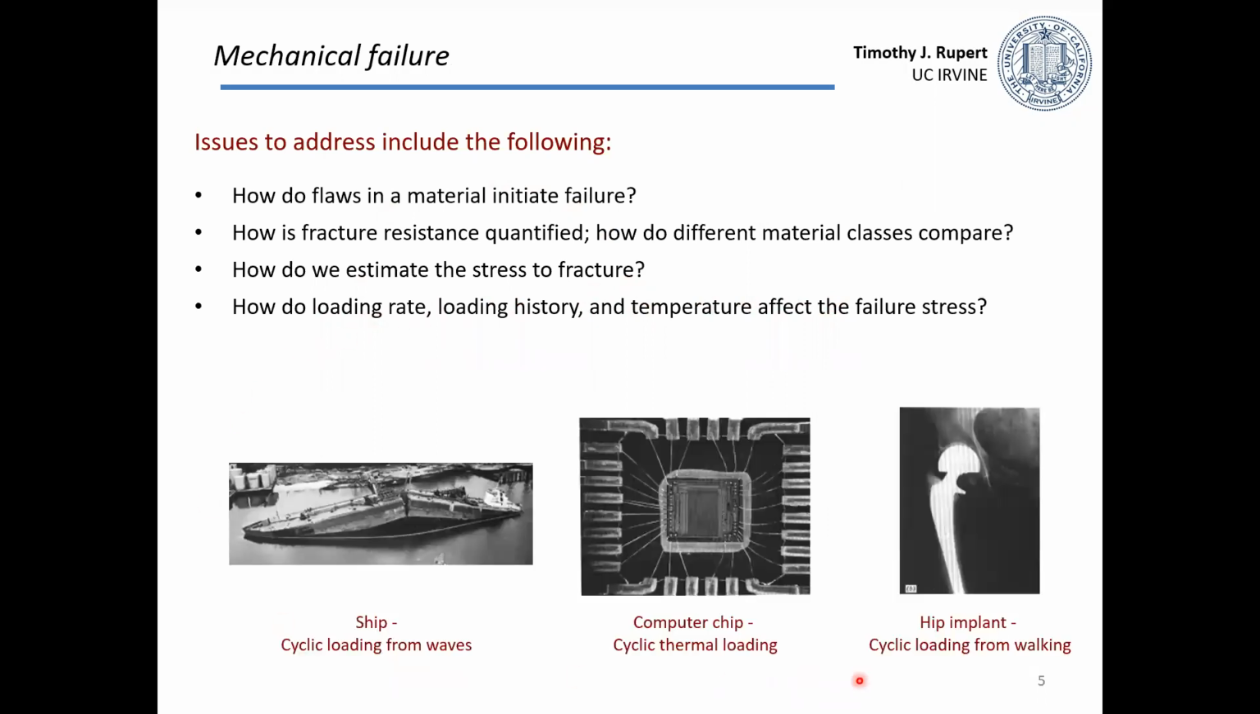And just as a few examples, we can find all kinds of places where material or mechanical failure happens. So that hip implant is a good example. Here you get cyclic loading from walking many times. A computer chip experiences not direct loading, but as it heats up and expands and you have different materials contacting each other, it develops stresses and strains. And this happens from going through different thermal cycles. And finally, you can think about a ship experiencing cyclic loading from the waves, the environment that it's in.